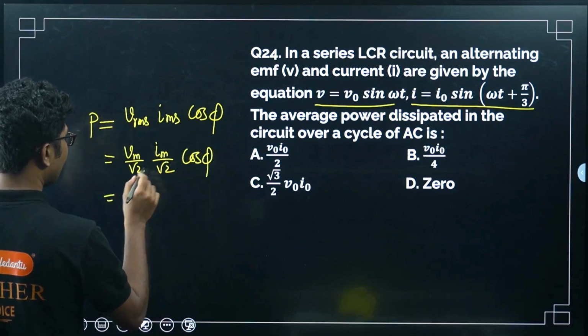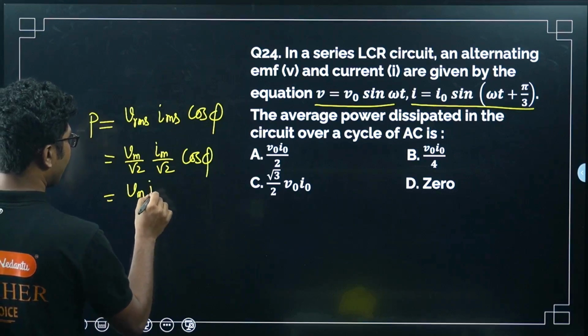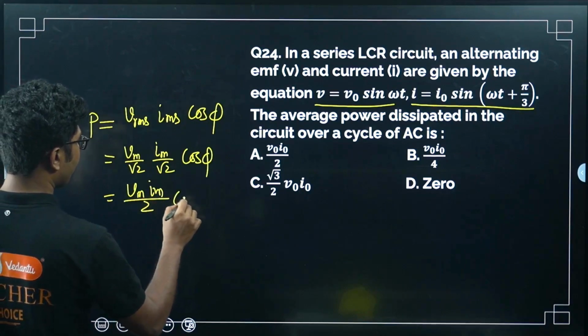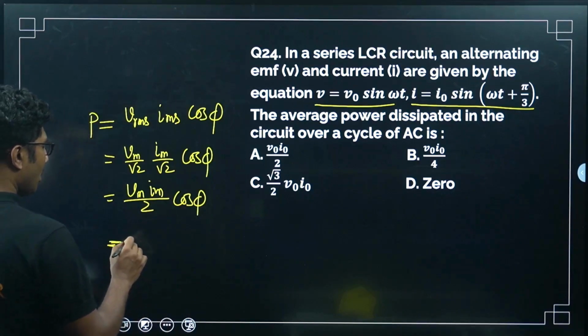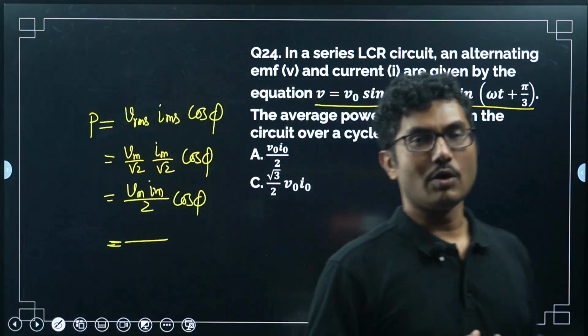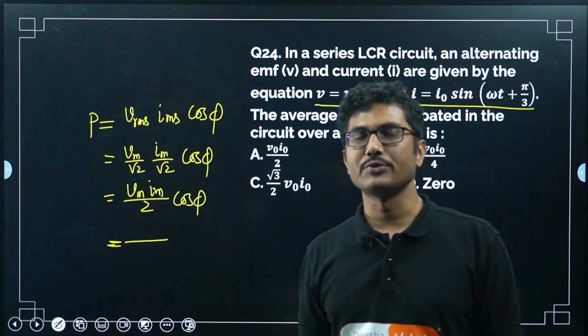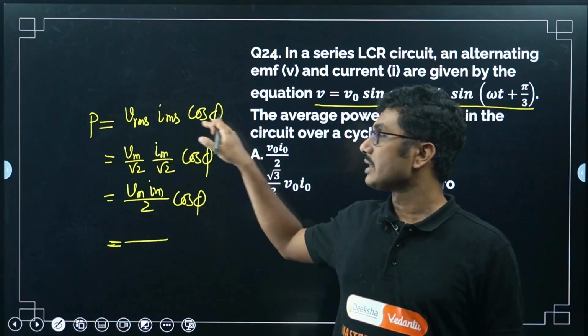Okay, so Vm is Vm Im by 2 cos phi. Based on the information given, you need to be flexible. There is no hard and fast rule that you always have to use this formula. This is your backup formula. If you forget everything, you can start from here.